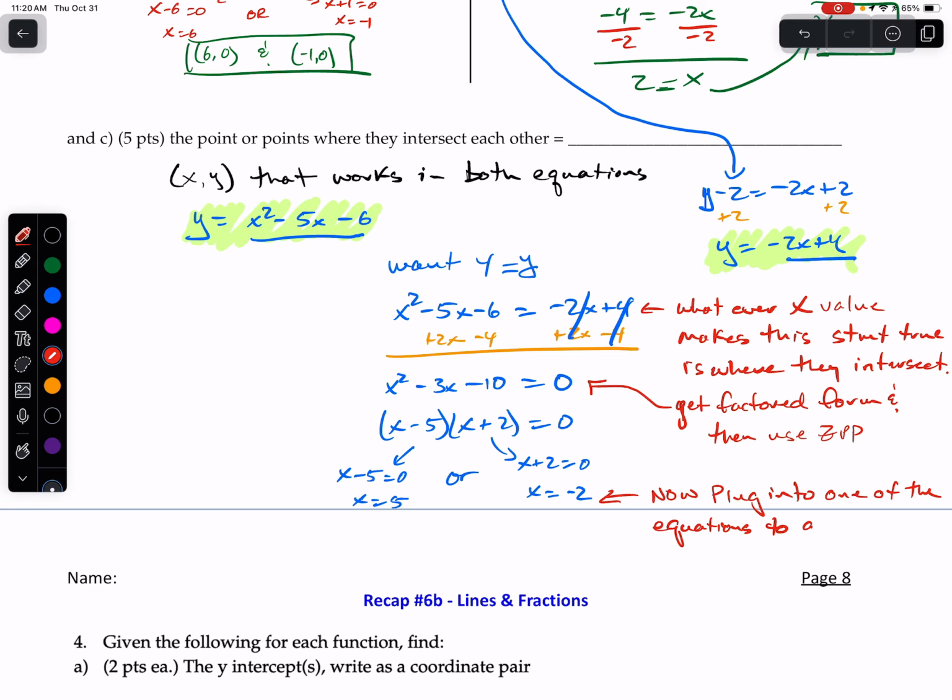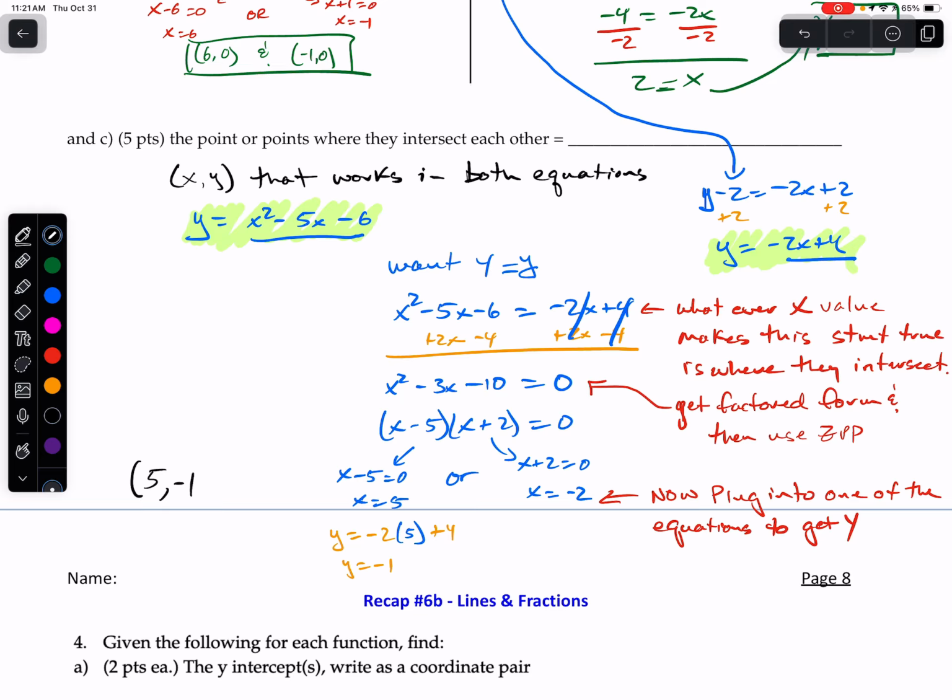To get y. So y equals minus 2 times 5 plus 4. So y equals negative 1. So one of my points here is 5 comma negative 1. Did I get that right?